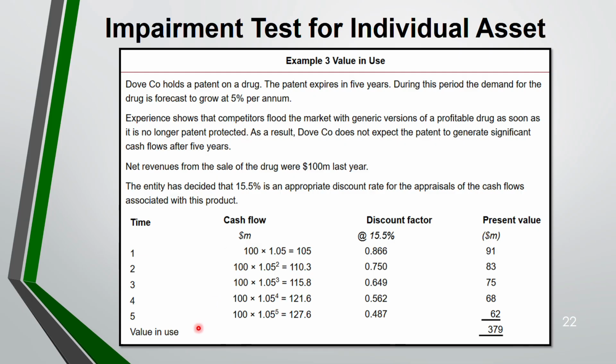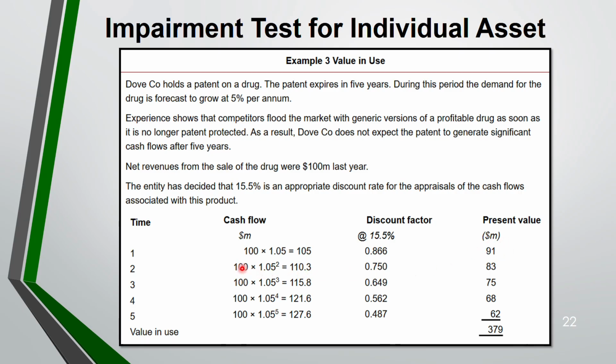So what are you going to do? In one column, you're going to write the time from 1 to 5 years, then cash flow for the 5 years, discount factor at 15.5% and the present value. Let us do it. First year is 100, which you will multiply by 5% growth, 1.05, giving 105. Then you use the discount factor for 1 year. So 105 into the discount factor, that is 0.866, you will get a present value of 91. So 105 becomes 91 present value.